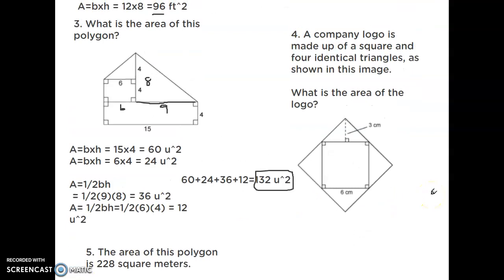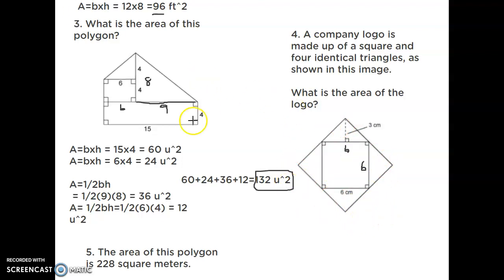All right, let's look at number 4. A company logo is made up of a square and 4 identical triangles, as shown in this image. What is the area of the logo? So we've got a square and then 4 identical triangles. So our square, if one side is 6, then all the other sides are 6. We said our height is 3. So we could actually find the area of one of these triangles, and we have 4, so we could multiply it by 4, or you could just add them 4 times.